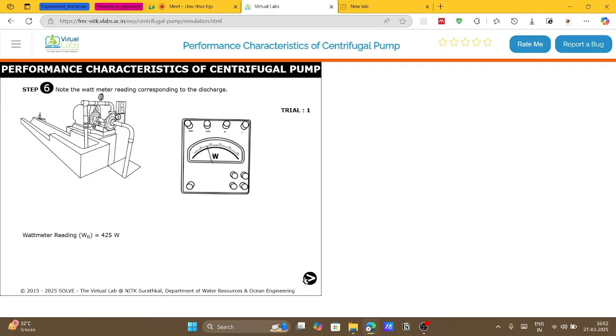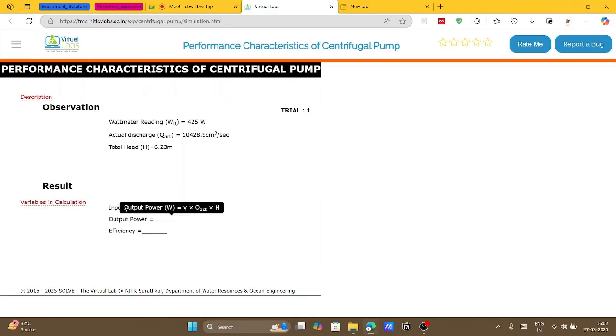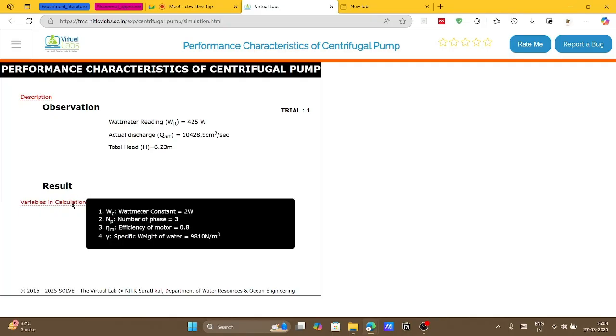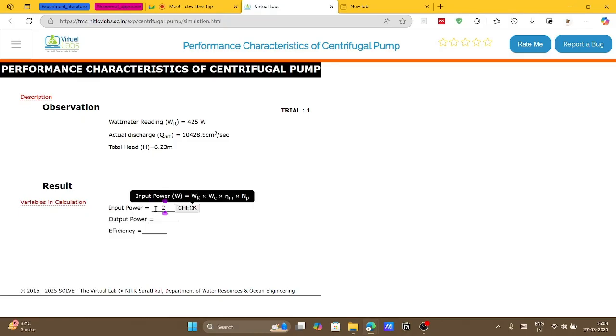So we computed this. Now note down the wattmeter reading for the given flow rate for our motor, right? So that reading is noted. Now first let's compute the input power. Input power is the actual power that we supply, so it is given as wattmeter reading into WC, Nm, into Np. These are nothing but the constants to compute the actual power by considering the efficiency of the motor and the phase supplied to the motor, right? So 2 into 3 into 0.8 into 425. So 2050 is the actual. Did I make many mistakes?